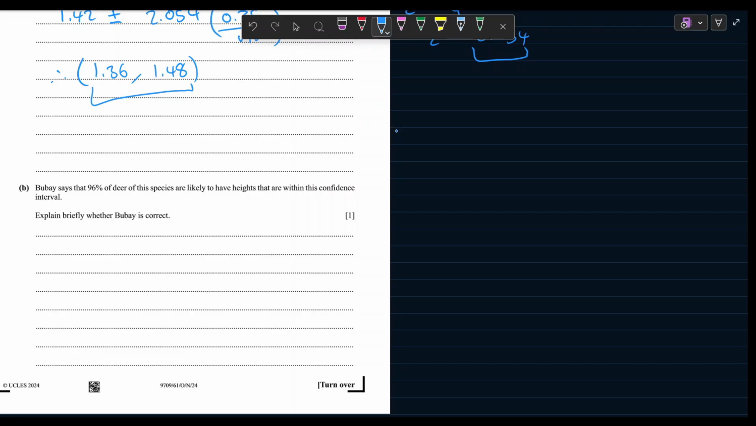That's what that means. And here Bube seems to be talking about the actual individual deer of the species. But when we talk about confidence interval, our focus is on the mean, whether our mean lies within this confidence interval. So to say that 96% of deer of the species are likely to have heights that are within this confidence interval, we don't know. That's not what we're interested in. We are focused on the mean. So no, Bube is not correct.